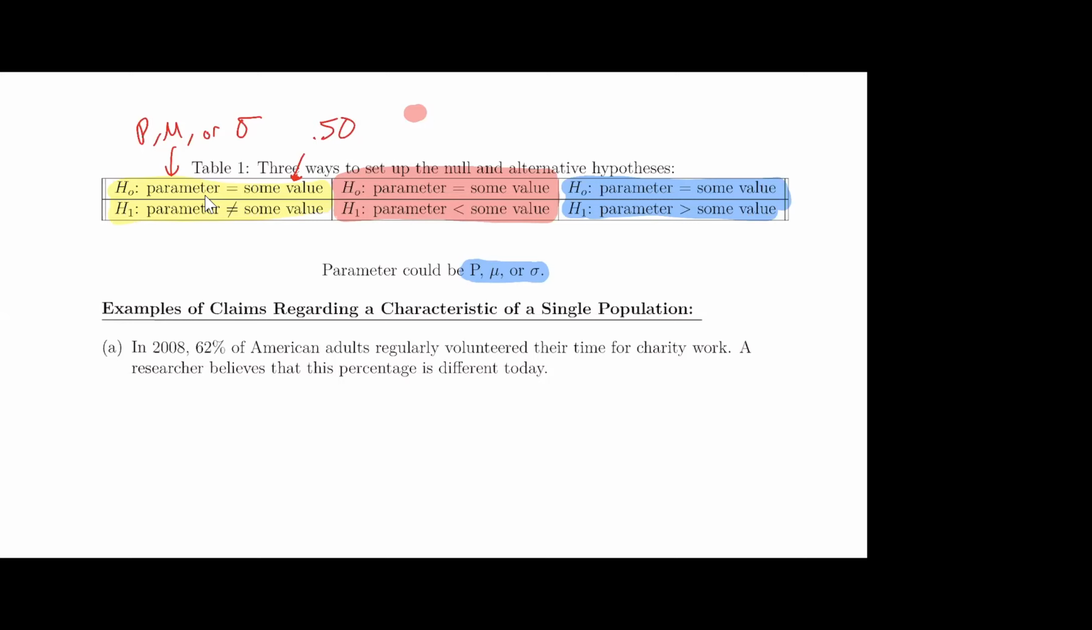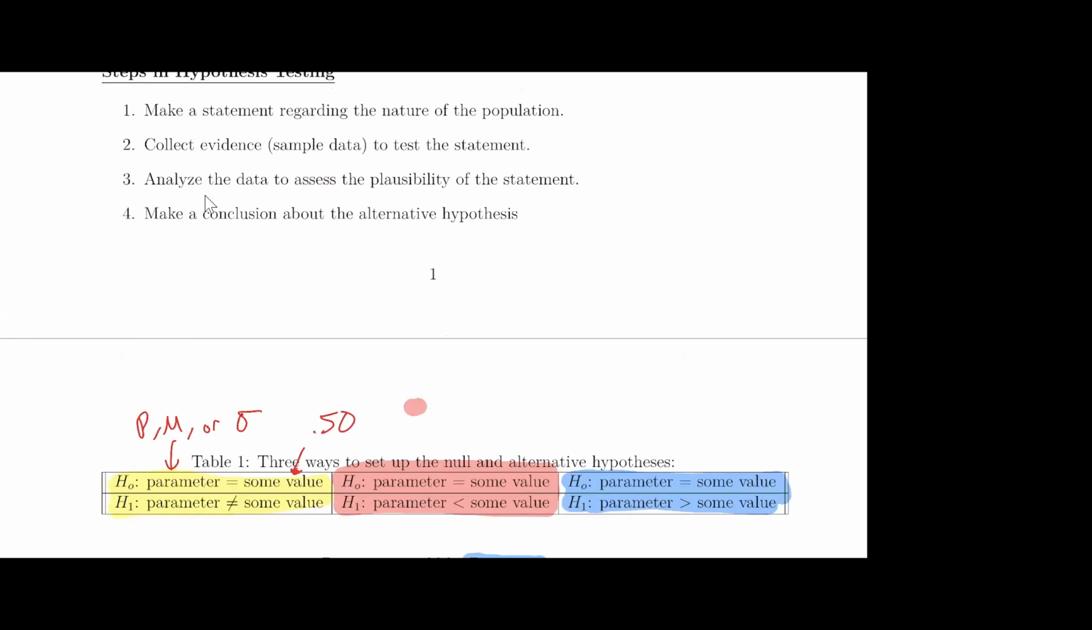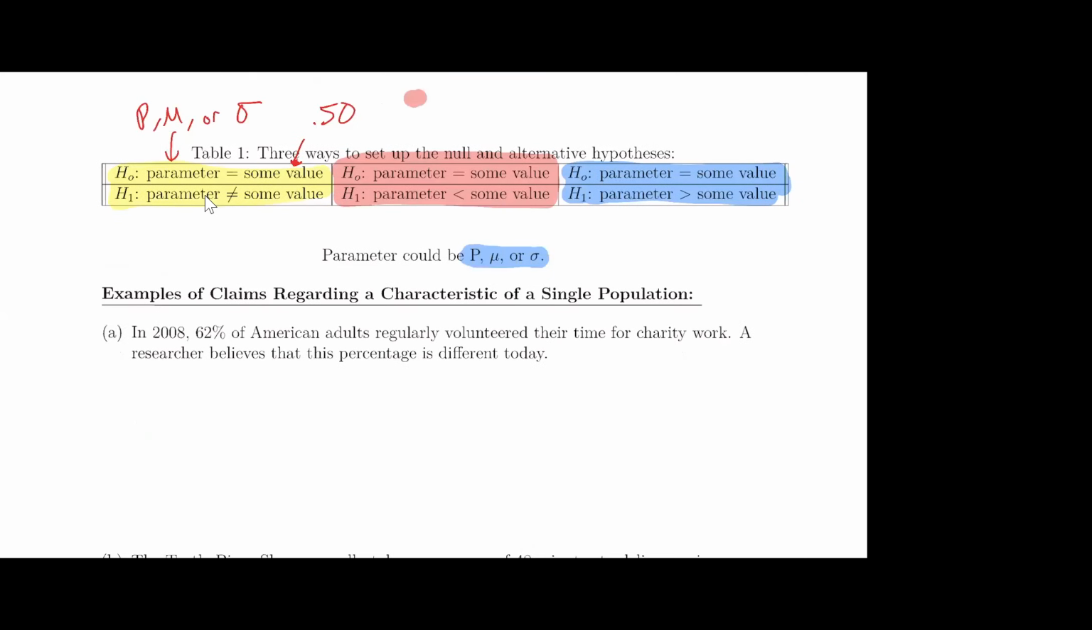So we can have three different types of alternate hypotheses. We can either have it where it says not equal to. We can have it where it says less than. Or we can have it where it says greater than. So depending on what the researcher is trying to prove, you will use one of those three inequalities.